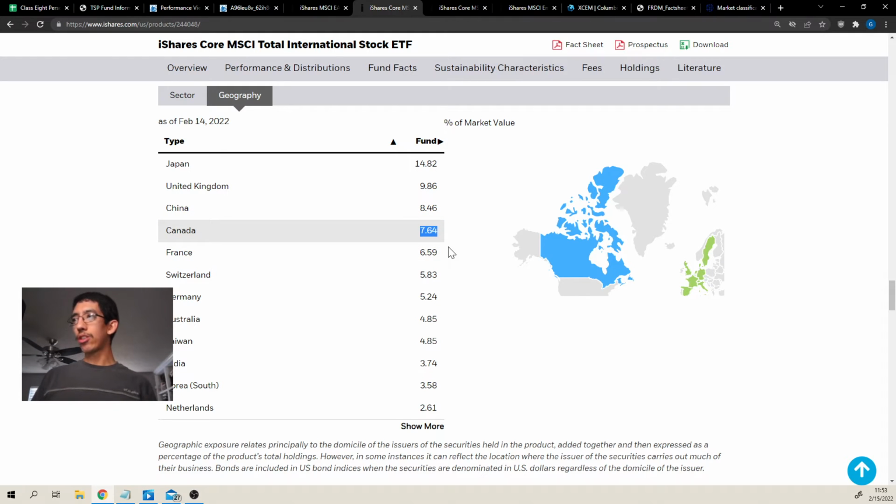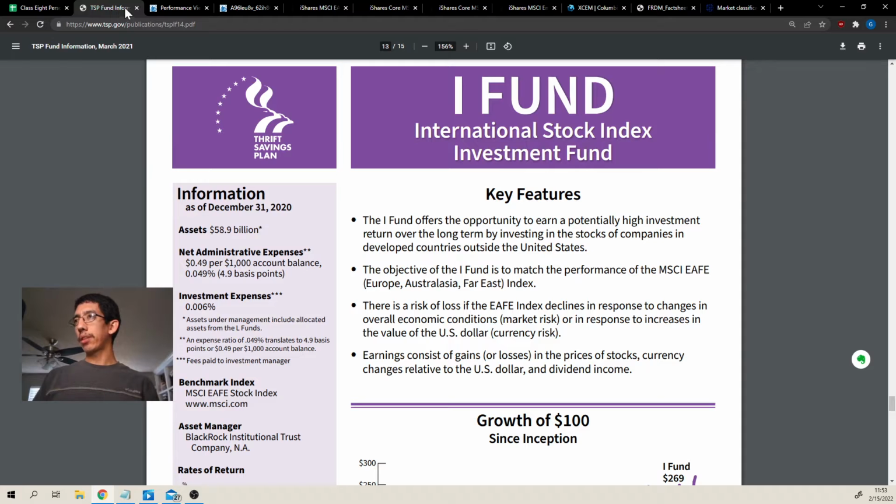That's a way you could do it, or maybe you're getting too complex. But the point of this video is why these international funds aren't built the same. So let's go on here. That's an example in the TSP.